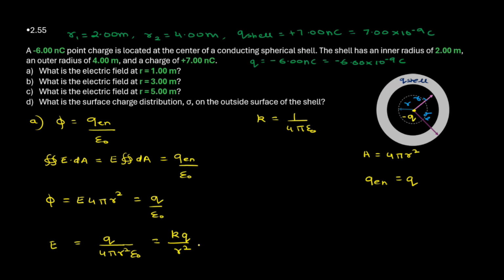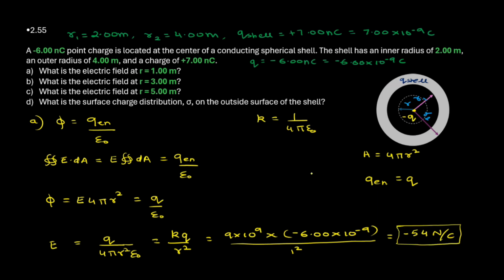Now we can substitute our values. k is 9 times 10 to the power 9. Charge Q is negative 6 nanocoulomb. The distance r here is 1 meter, so 1 squared. And when you solve this, you get the electric field at a distance 1 meter from the center to be equal to negative 54 Newton per coulomb.